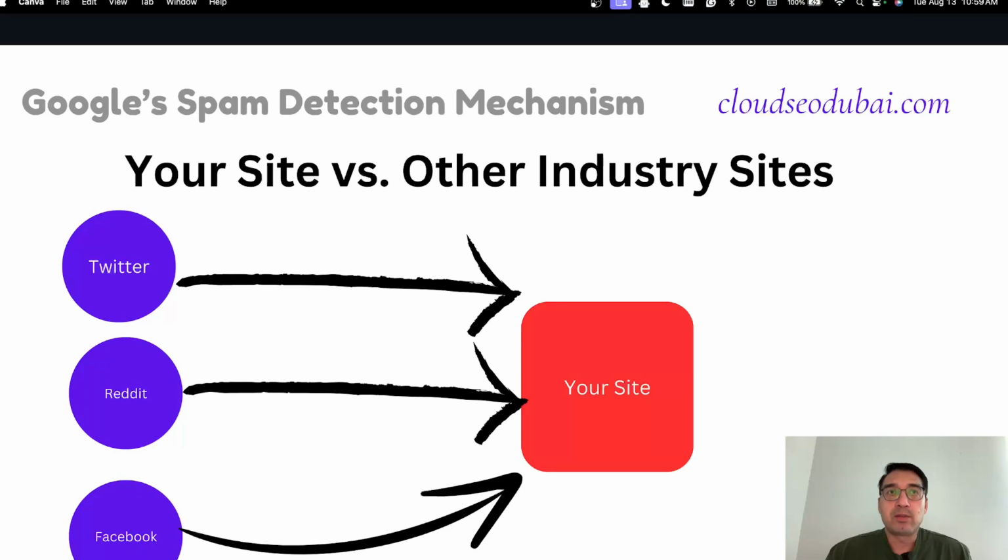One of the ways of doing that is you can drive traffic from Twitter, from Reddit, from Facebook. Google does not really care where your traffic comes from, as long as the source is not spammy or low quality. And apparently, Google doesn't find these sources to be spammy or low quality.